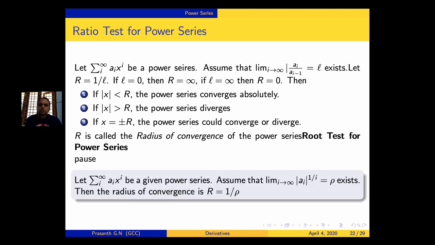Now we will discuss the root test for the power series. Let sigma i equal to 1 to infinity a_i x raised to i be a given power series. Assume that the limit as i tends to infinity of modulus of a_i whole raised to 1 by i equals rho, which exists. Then the radius of convergence is R equal to 1 by rho. Remember that.